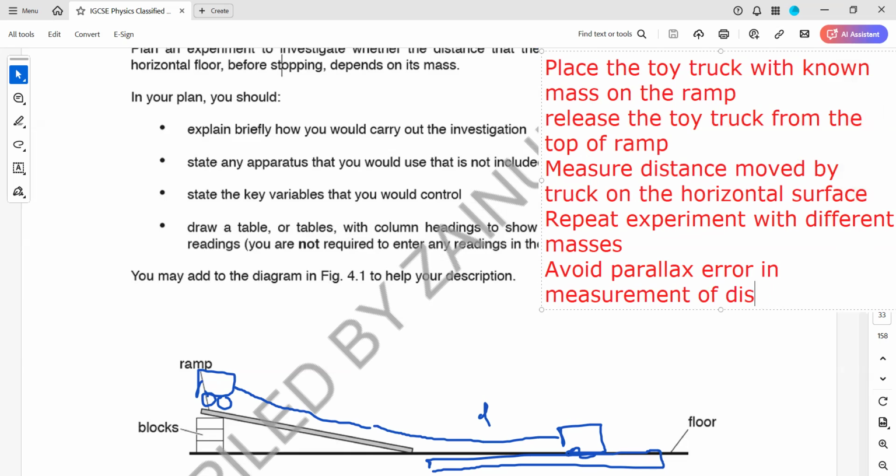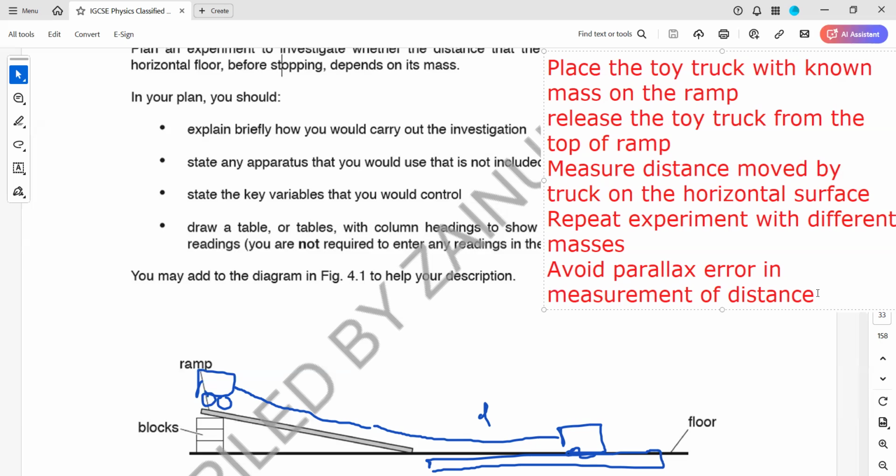Even though they did not ask us to write, whenever you're writing an investigation, always include the source of error or the uncertainty in the results. There is no zero error here, as one of the students mentioned, because we are not using a stopwatch, so there is no zero error.